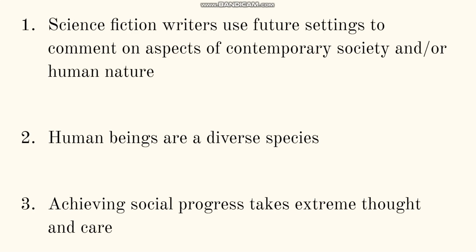So the big ideas I want to look at are the following: 1, science fiction writers use future settings to comment on aspects of contemporary society and or human nature. Number 2, human beings are a diverse species. And 3, achieving social progress takes extreme thought and care. If you haven't read this story, by the way, it's real short, really interesting, so I think the students will enjoy it, and you would probably enjoy it as well.